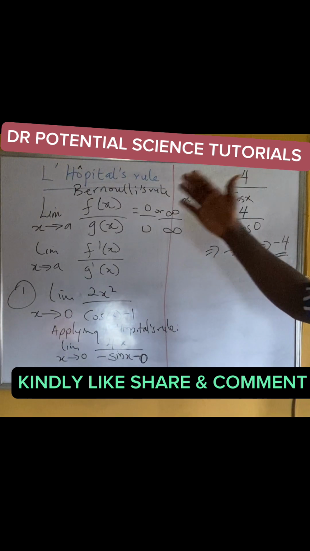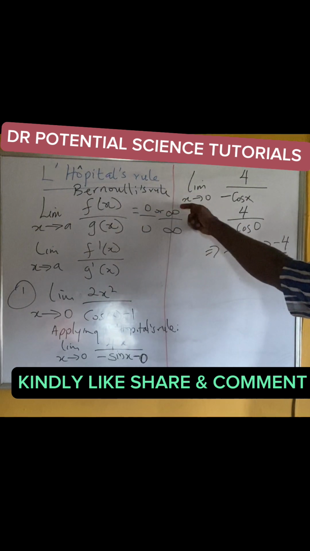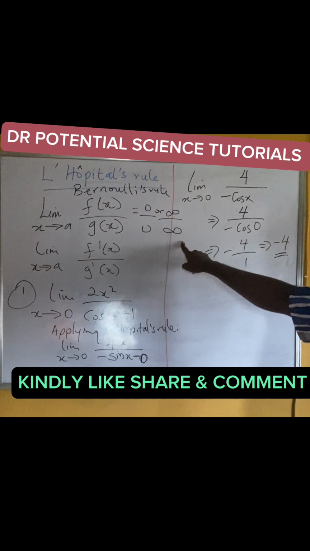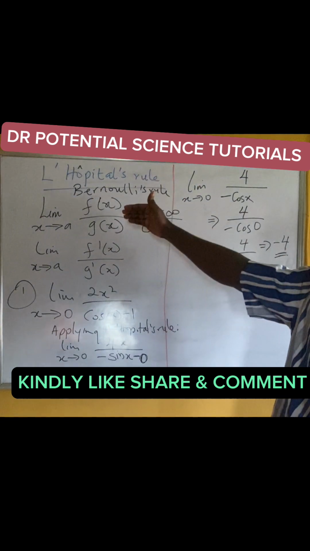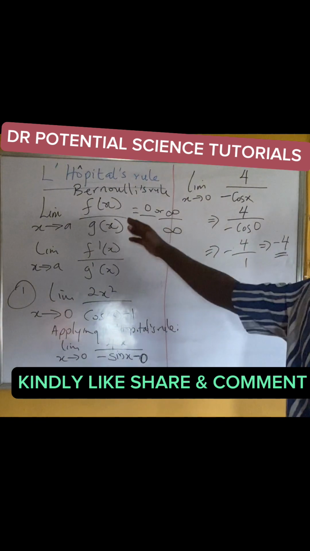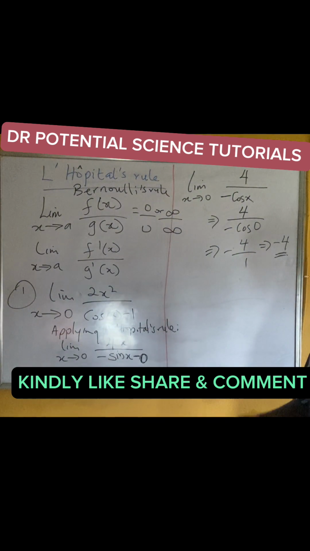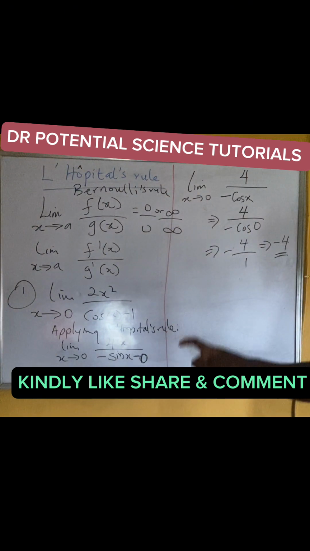Once again, you have a question, and on direct substitution you have 0 over 0 or infinity over infinity. That is indeterminate. What we do is find the first derivative of the numerator and the denominator, then substitute. Even after substitution, if you are still having an indeterminate value, you have to keep on finding the next derivative until after the substitution you have a definite value. So let's look at more examples.